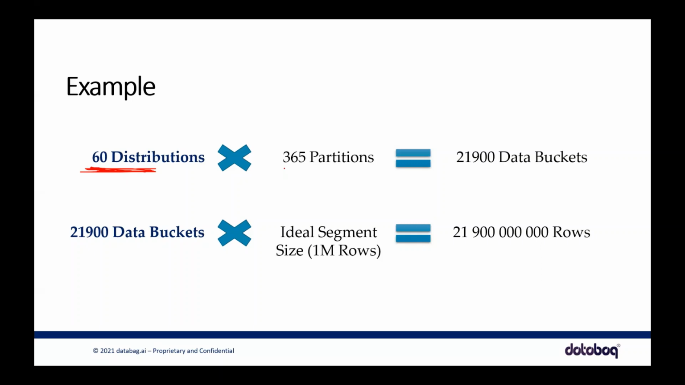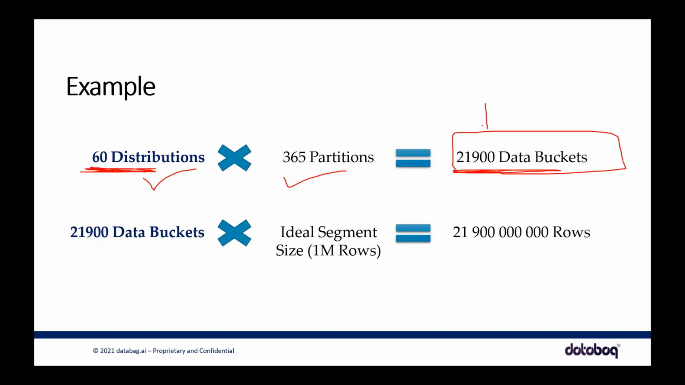So here we are trying to create partitions. In total we have 365 days, and for that particular year, for that table, you'll have 365 partitions. So the whole table will be divided into 365. Like I said, by default you have 60, and again 365. If you multiply, then you have 21,900 data buckets.